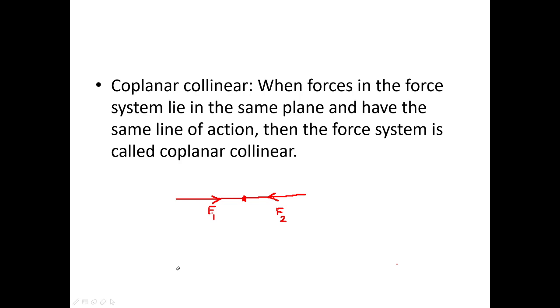Now, what is a coplanar collinear force system? When forces in the force system lie in the same plane and have the same line of action, then the force system is called a coplanar collinear force system. As shown in the figure, two forces F1 and F2 are acting on the same line. So this type of force system is known as a coplanar collinear force system.